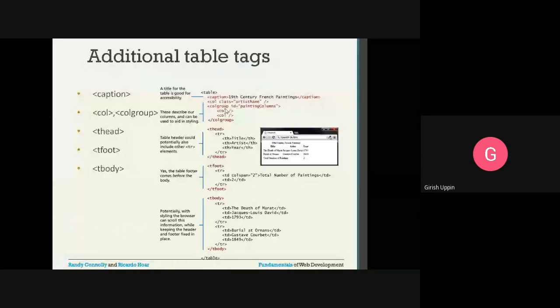And this col and colgroup, we can use for styling purposes. We will see how we can use that for styling. In the tfoot I have a TD with colspan 2, meaning it spans two columns. The content is the total number of paintings, and then the next TD, number 2. Even though I have included tfoot immediately after thead, it will be displayed at the end, at the bottom as a footer. Then I have tbody. tbody will have the other content of the body. This is exactly the same as what we had before.